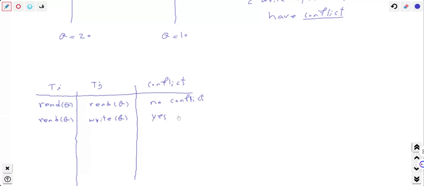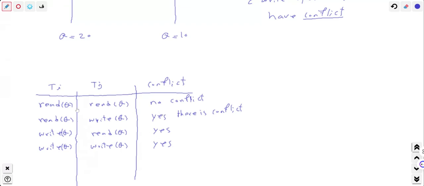Also for write Q by TI and read Q by TJ, again we have conflict. For write Q by TI and write Q by TJ, again we have conflict.